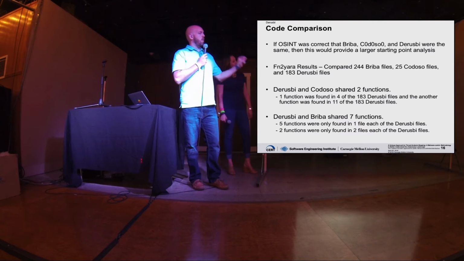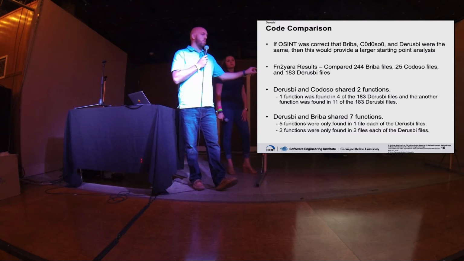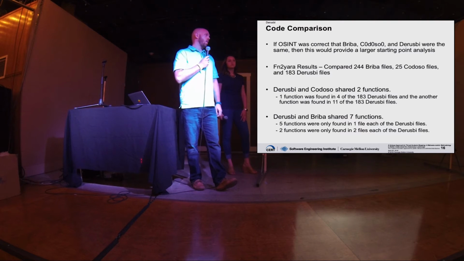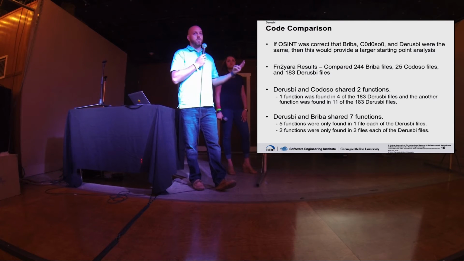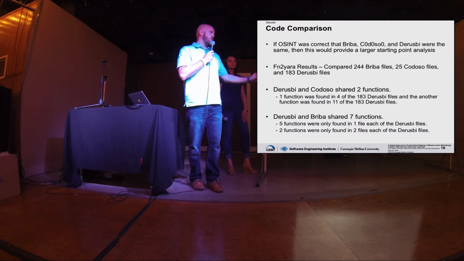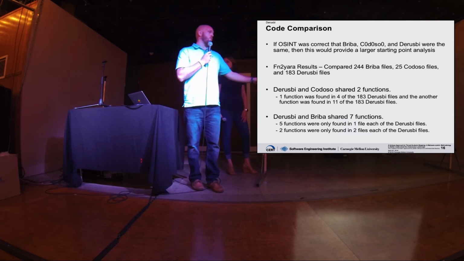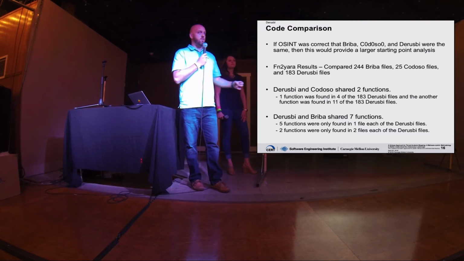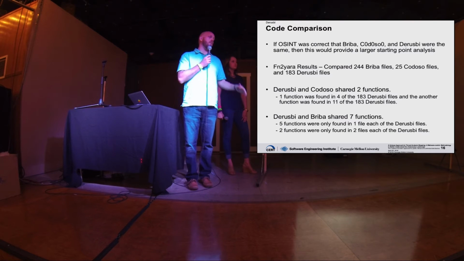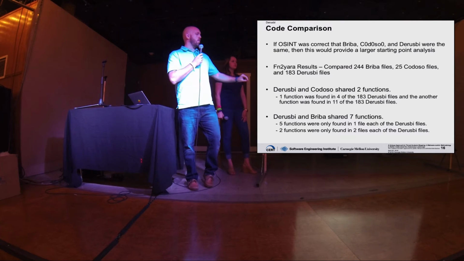When I compared those rules and how many rules actually hit on Derusbi, I found only one function in common with 4 files, and another function common with 11. So only 2 functions out of this huge rule list were found to be common in both malware sets. Similarly, Derusbi and Briba only shared 7 functions. So you can see, based on further analysis and looking at the code itself, that this malware is not the same.